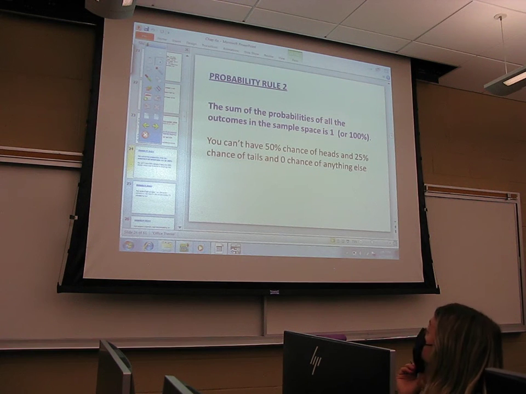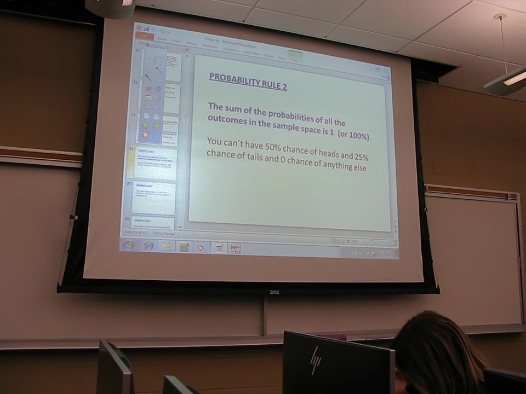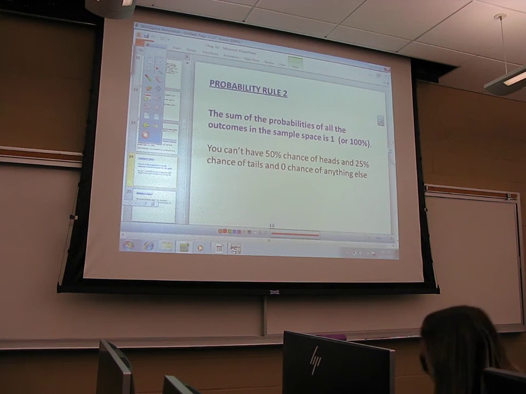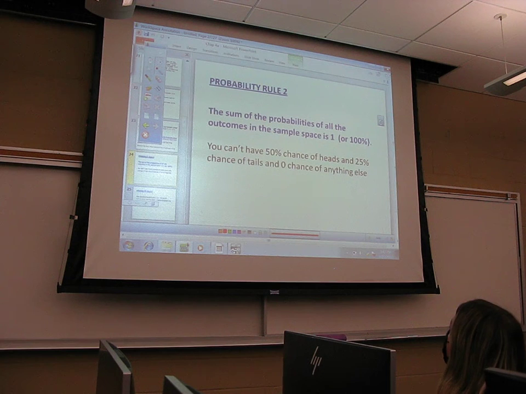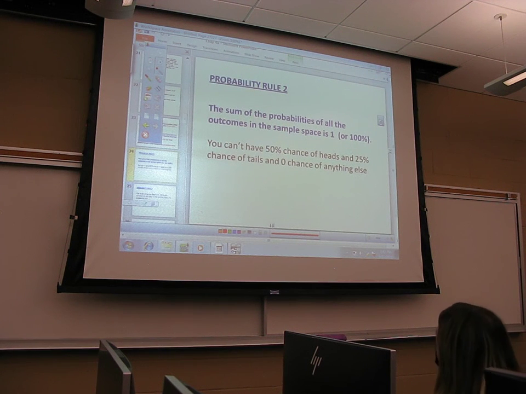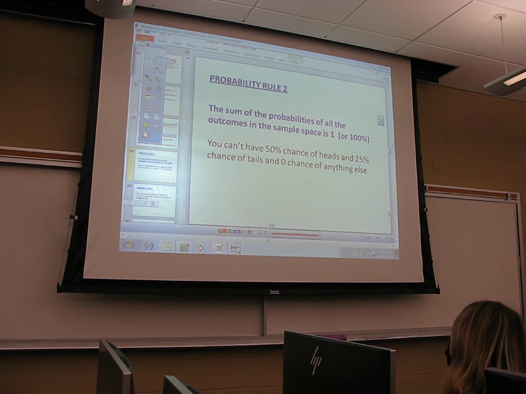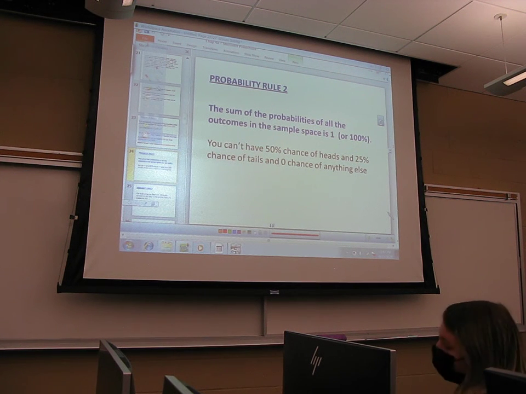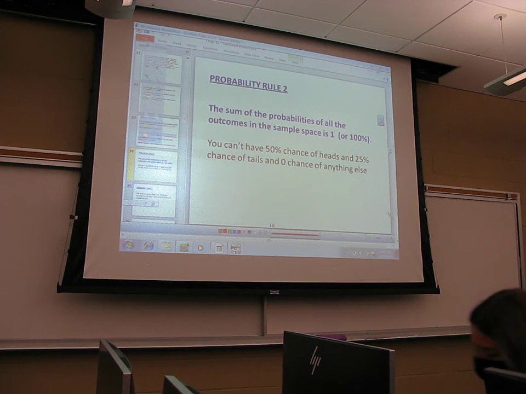Probably rule 2. Bella. The sum of probabilities of all the outcomes in the sample space is 1 or 100%. You can have 50% chance of heads and 50% of tails and 0 chance of anything else. All right, you guys kind of know that one. If you take the sum of all the probabilities for all the possibilities, it better add up to 100%. You guys kind of know that intuitively.